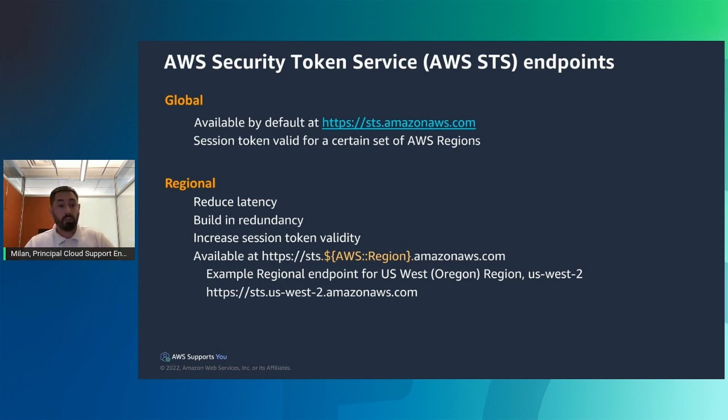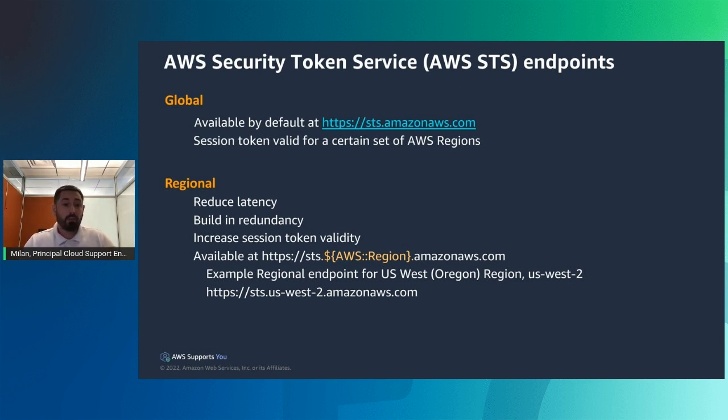So when we think about the regional endpoints, they're in that region. You can use the regional endpoints to reduce the latency, right? By making a call to a regional STS endpoint, it's closer to your services and your applications, and you can access the other AWS services much faster, right? Because you're not spending that network time for STS to go to a global endpoint and then get a response back. You can also build in redundancy, right?